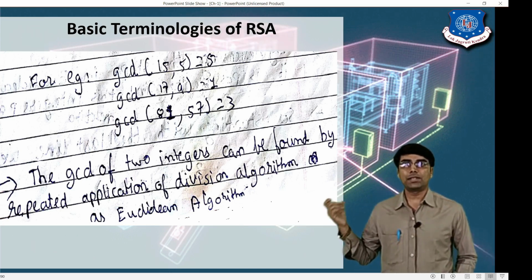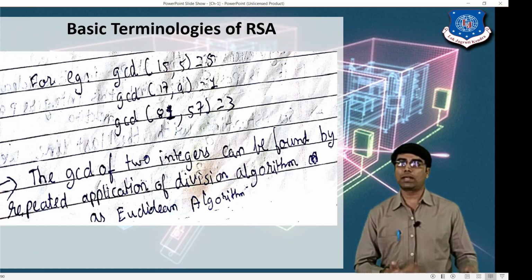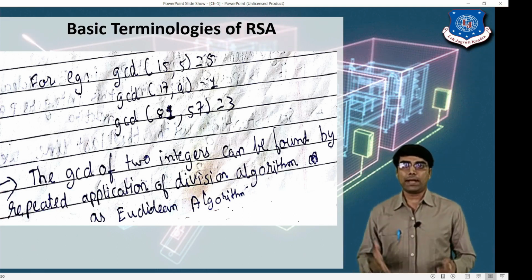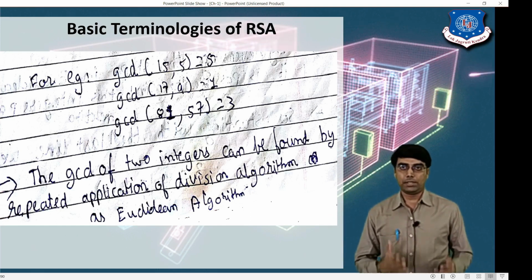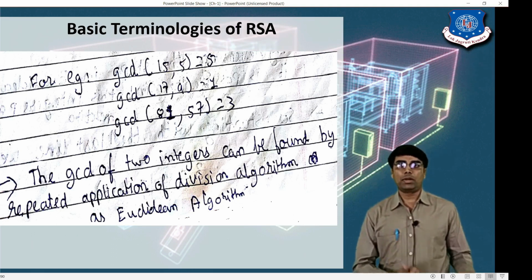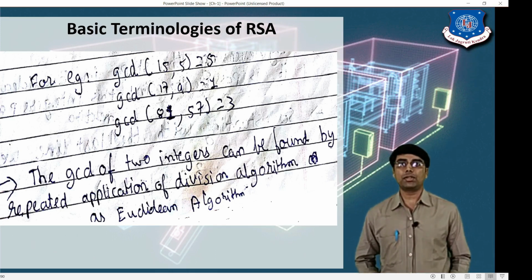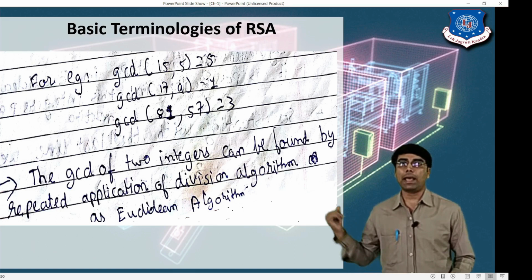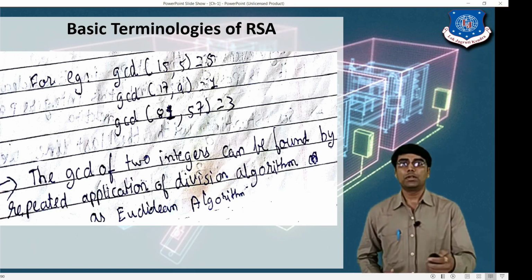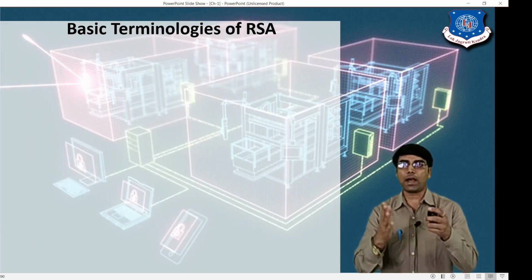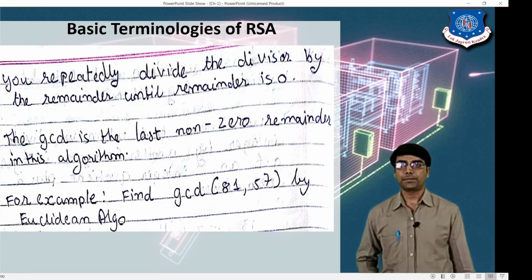If you want to find the GCD of 15 and 5, you will get 5. The GCD of 17 and 9, you will get 1. The GCD of two integers can be found by repeated application of the division algorithm, known as the Euclidean algorithm. Let's take one example to clear this idea.